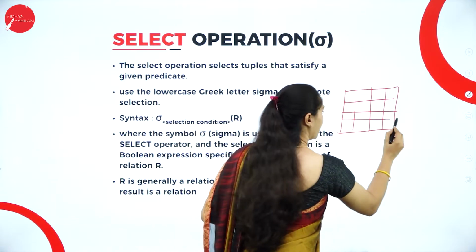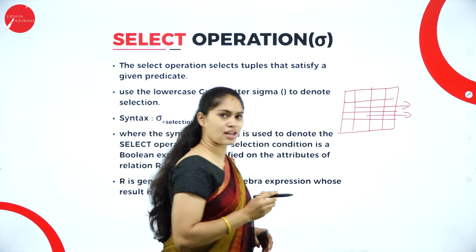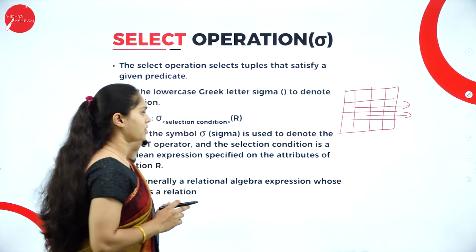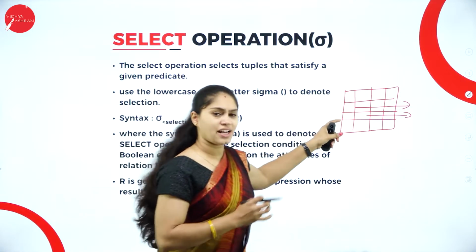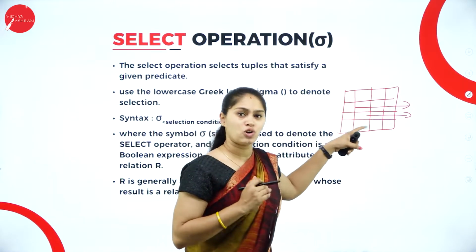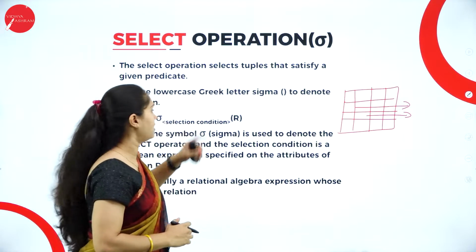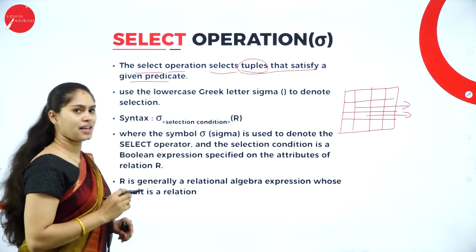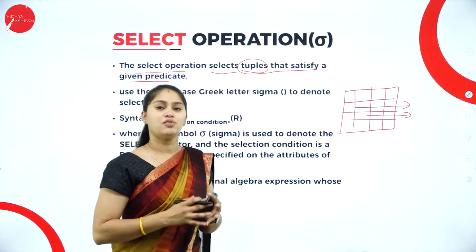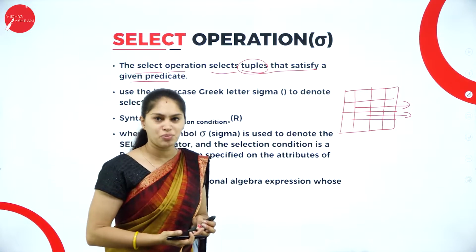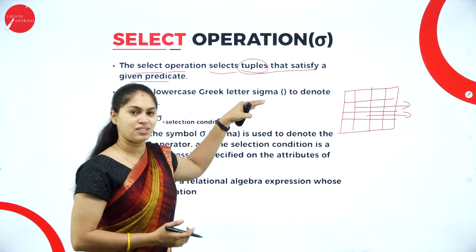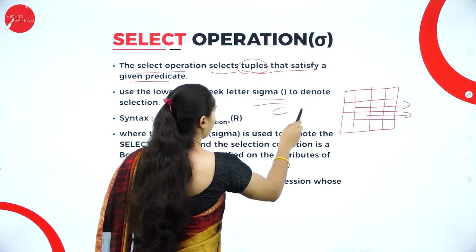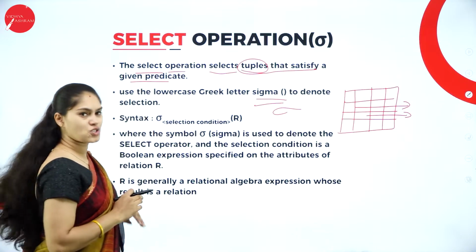What if I want to select a particular tuple or record? At that time we have to use an operation called the select operation, so that with the help of this select operation we can extract or fetch a particular row, record or tuple. The select operation selects the tuples that satisfy a given predicate. So based on certain conditions it is going to select a row or a tuple. For that reason we use the letter sigma to denote this selection operation.